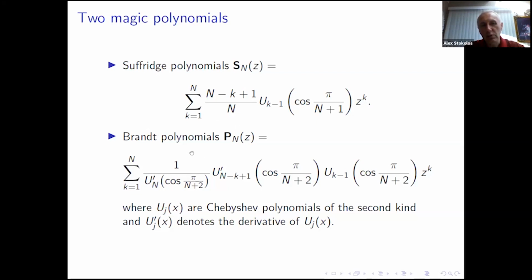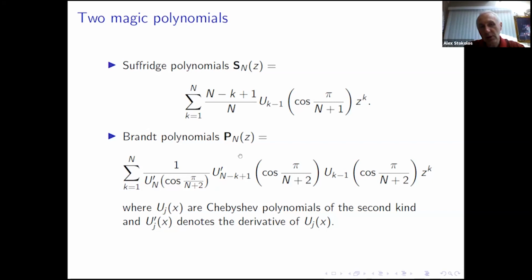And the Brandt polynomials. This polynomial is more complicated. We have this common portion, and we have some additional portion involving the derivative of a Chebyshev polynomial, which is a new character on the stage. Typically, I haven't seen much of derivatives of Chebyshev polynomials being involved, and here, surprisingly, it pops out.